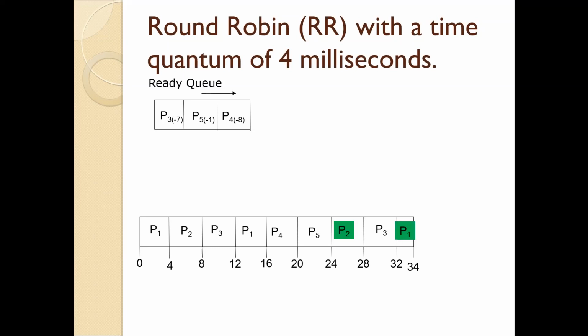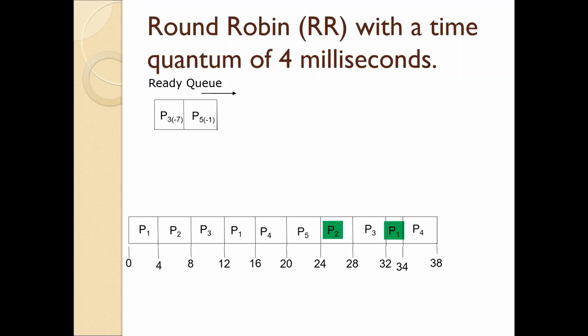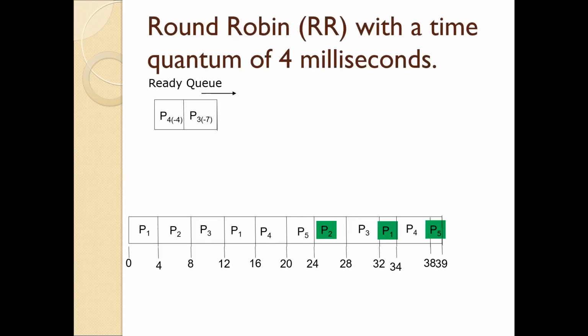We can start P1. P1 has only 2 milliseconds, so P1 can complete, and then there is no need to put P1 back again. So we can start P4. P4 will go for another 4 milliseconds, but still P4 is not completed. So we put back P4 again and start P5.